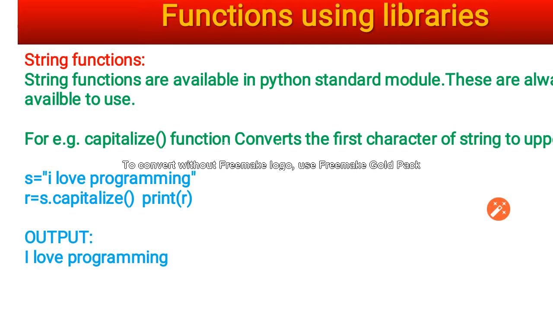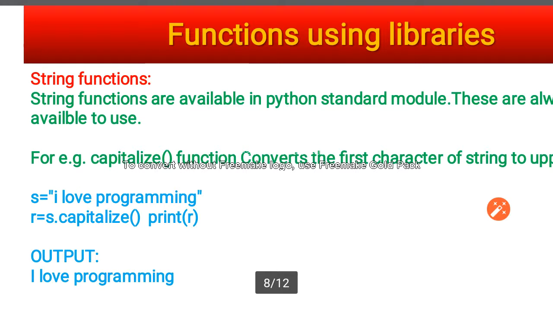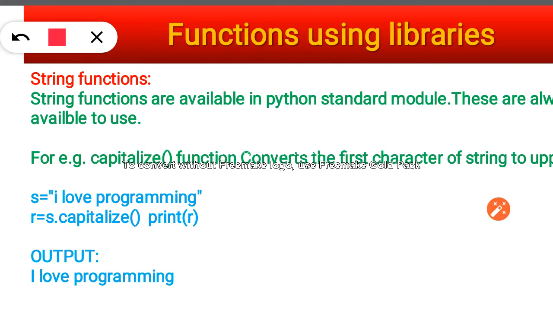So if I write the program, s is equal to a string, s = "I love programming". In the next line I'm writing r equal to s.capitalize(), and then I'm printing r. I have to write this line over here. Then what output will I get? I'll get the output as "I love programming". Getting it? So the first letter has become a capital. The I has become capital. Okay.